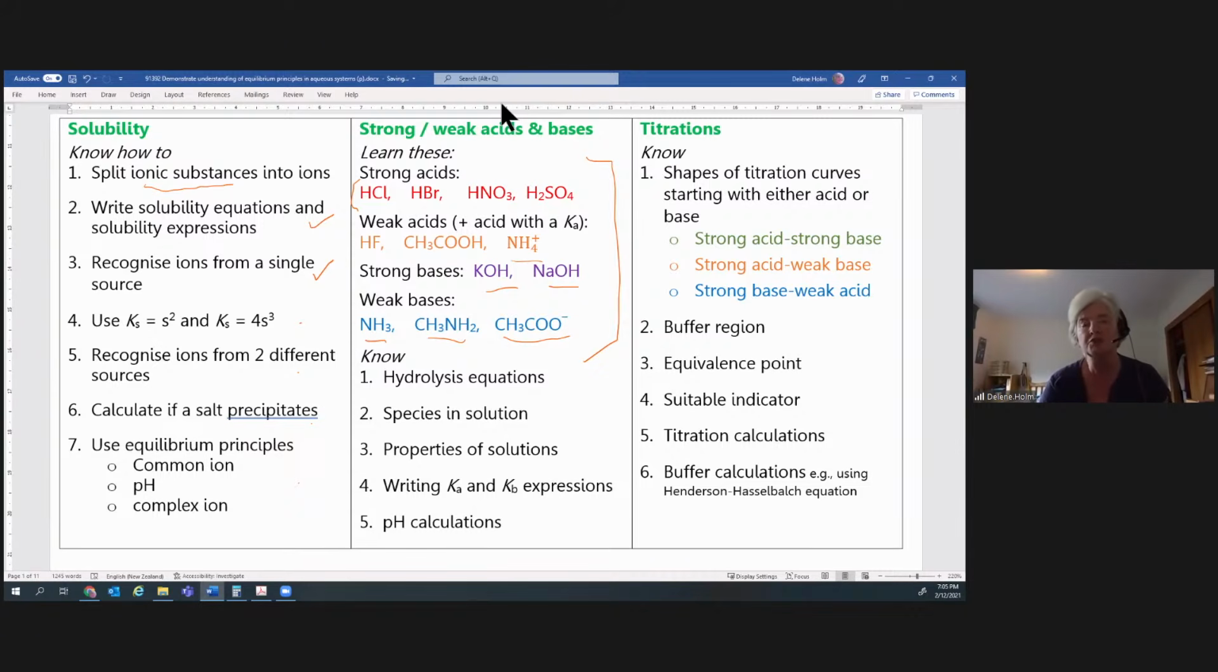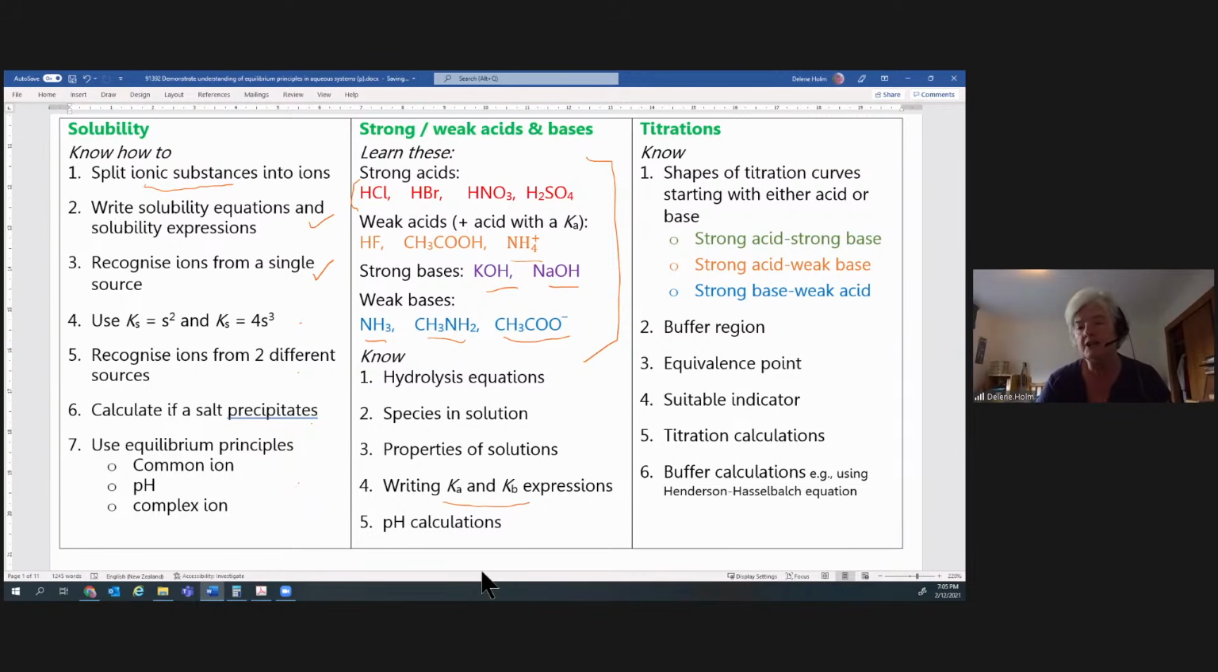Then how would you use those? You would use these in hydrolysis equations, working out what species are in solution and ordering them from highest to lowest or lowest to highest. Then the properties of solutions, so that would be the conductivity and perhaps the pH. And then to be able to do this, you also have to do some calculations, and from those you need to be able to write Ka and Kb expressions. So those are what we're going to be going through tonight.